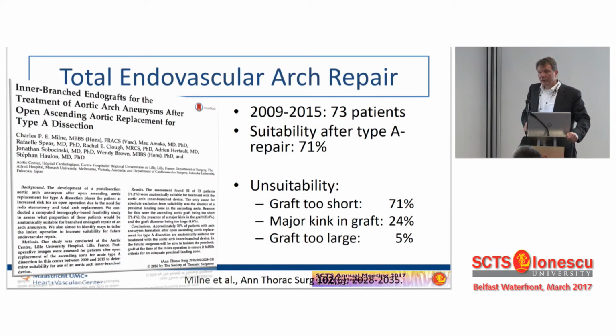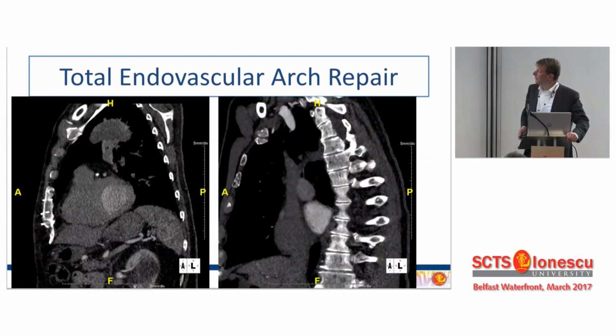Because it's used in a lot of second stages, let's say in post-type A dissections, the group of Stéphane Long and Liu looked at their post-type A patients to see how many would be suitable for this kind of device, and they came up with 71 patients. The reasons for unsuitability were a too short graft, a kink in the graft, and grafts which were too large to put a stent graft in. So if this becomes the way to go in the future, you have to think ahead to make it possible to put in an arch device.